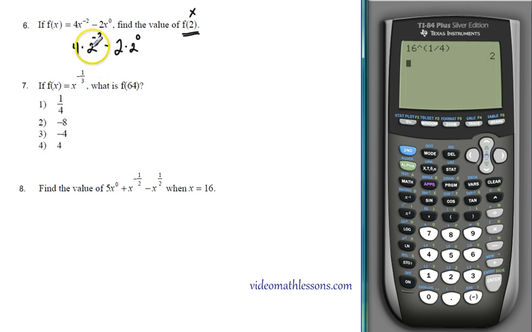Now, you could type this in your calculator, one shot, just like it is. So that's what I'll do over here. So I'm going to type in 4 times 2 caret negative 2 minus 2 times 2 to the 0. And we get an answer of negative 1.